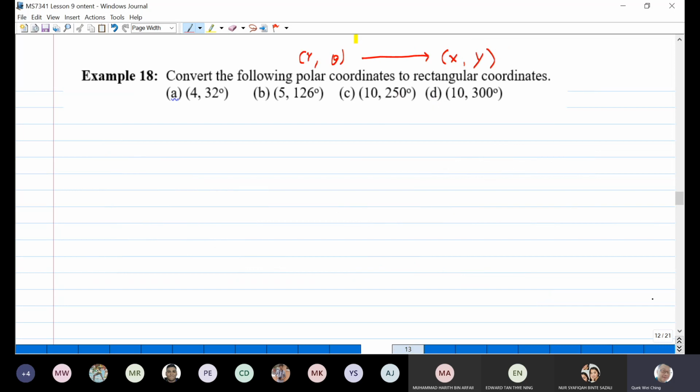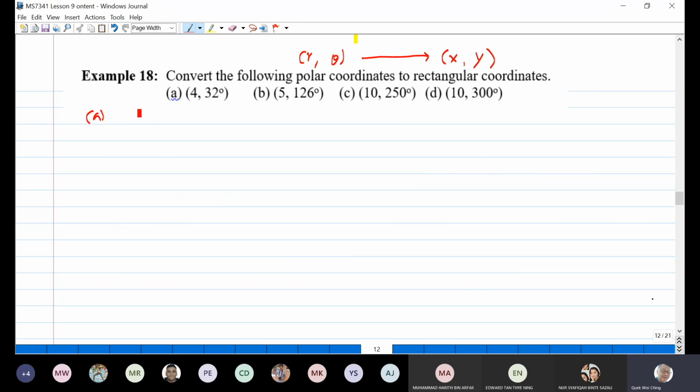Okay, example 18 now, it's the other way around. Now given r and theta, you're going to find out where x and y are. The other way around, right? Before, what we had was x and y converted to r and theta. So this time, given r and theta, find out x and y now. So we'll do part A first.